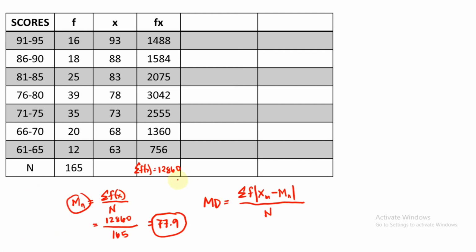Next, we will solve for the mean deviation, but first we need to complete this frequency distribution. What we need to find is the absolute value of x sub m, or the midpoint, subtract the value of the mean. So in order to find this, you need to subtract the value of the mean from each x. So 93 minus 77.9, that is 15.1. Okay, then 88 subtract 77.9, that is 10.1. Then 83, we subtract that from 77.9, that is 5.1.